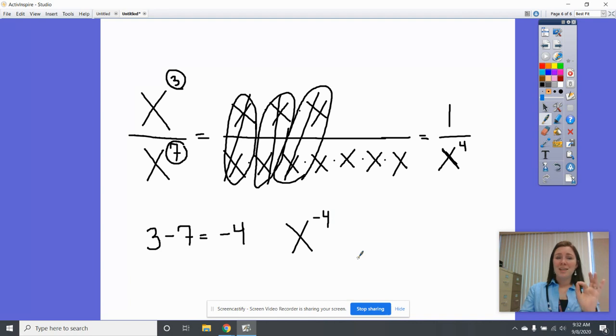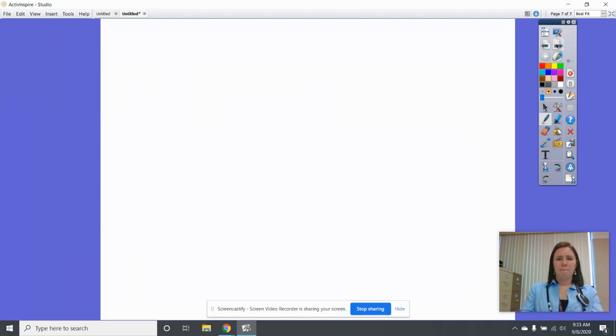Well, remember our negative exponents rule: cross the line and change the sign. That means I need to move this to the bottom of a fraction, and once I've crossed the line, I can change the sign from a negative 4 to a positive 4. And of course, I can't leave it blank on the top, so a 1 goes on top. So our quotient rule is: subtract the exponents, the first one minus the second one, and that gives you your new exponent. So let me show you another example.